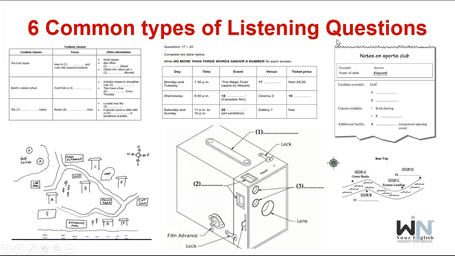These 6 common types of listening questions will be there in your real exam. You will see fill-in-the-blank questions where you need to get the information from the speaker and fill it in. You can make a rough or guess idea of what the information would be. You can see the venue. Venue means there will be a name of the place. As it says cinema 2, there could be cinema 6. So you can predict the answer as well.